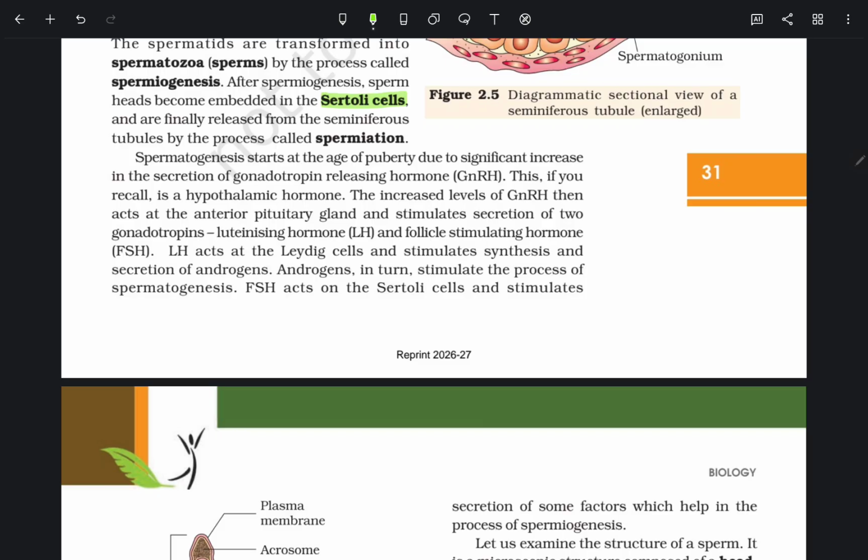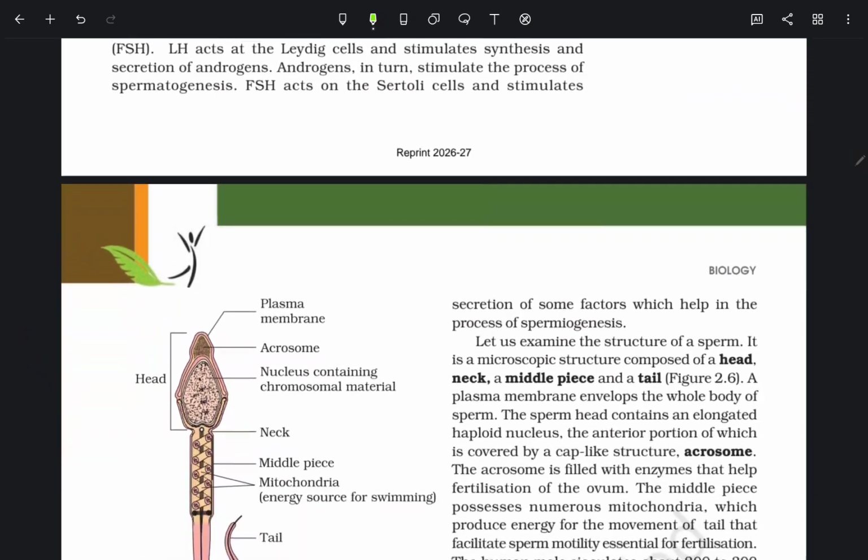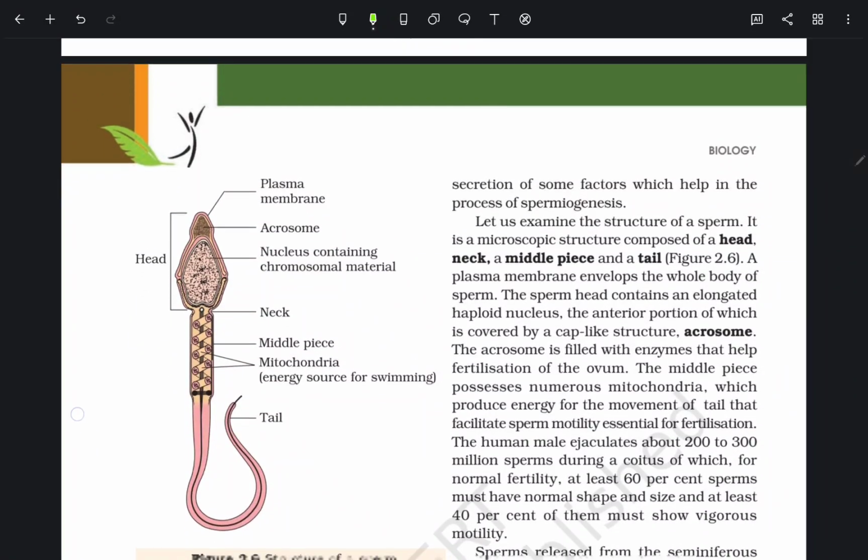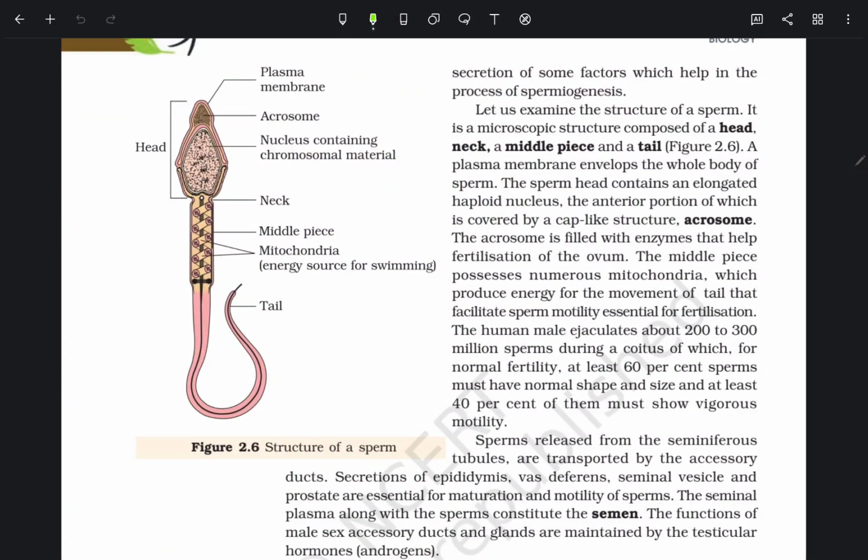LH acts on the Leydig cells and stimulates synthesis and secretion of androgens. Androgens in turn stimulate the process of spermatogenesis. FSH acts on the Sertoli cells and stimulates secretion of some factors which help in the process of spermiogenesis.